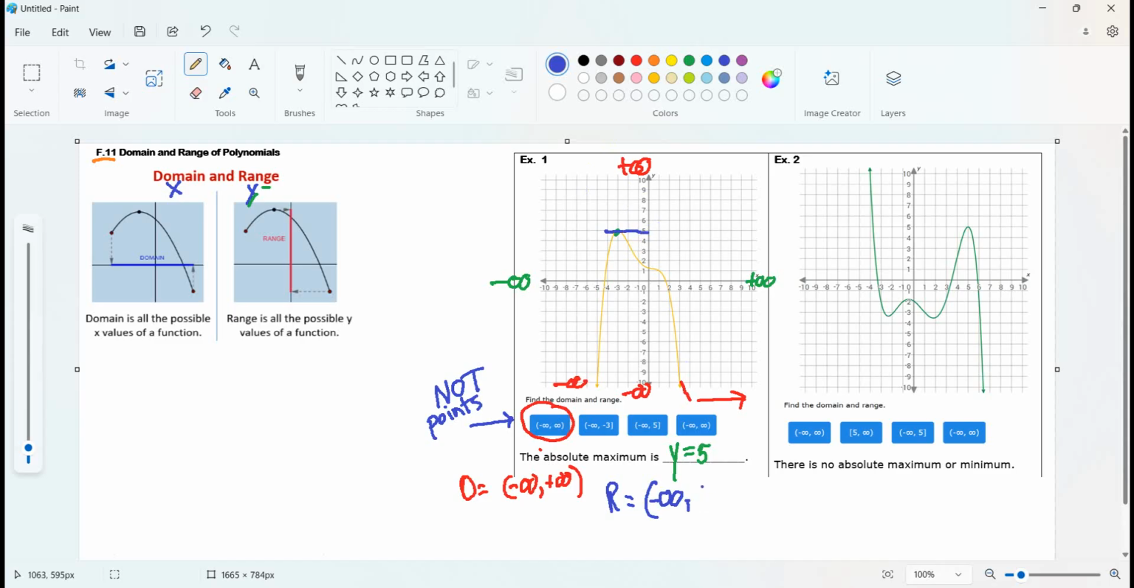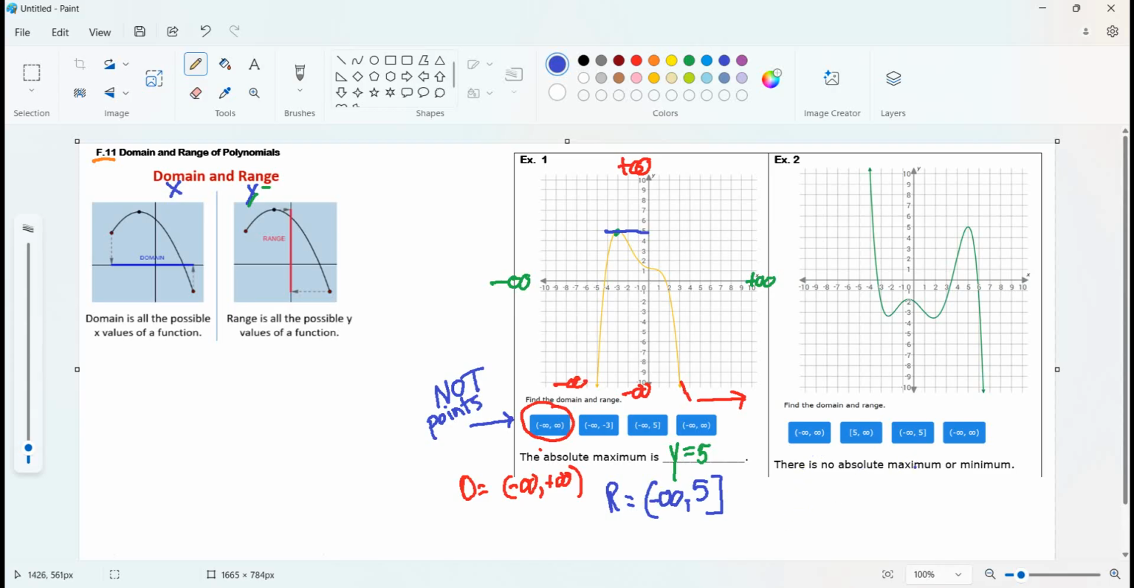So we would write negative infinity, comma, 5. This tells us that the max value for the y value stops at positive 5. We put a bracket to show that that point is actually included on the graph. We put a parenthesis to show that that point isn't really included, because we're talking about infinity and it never ends, so you can't really pinpoint a place.